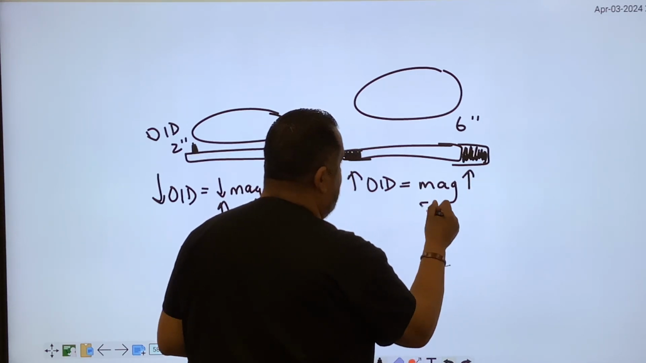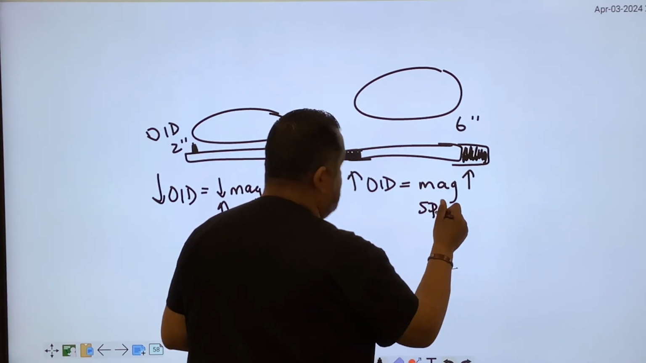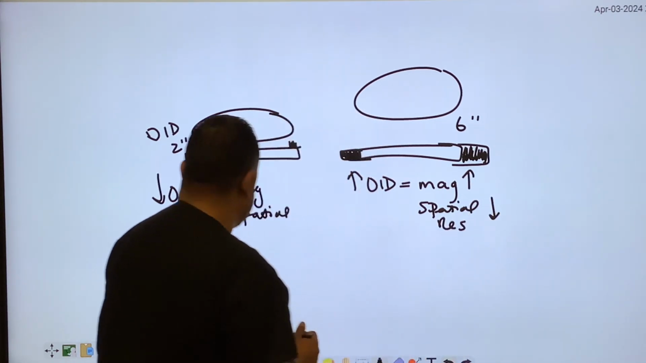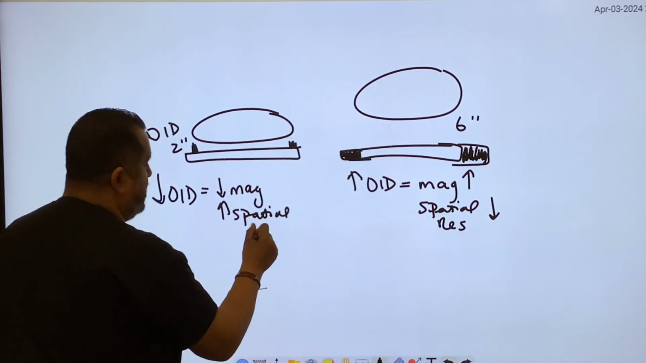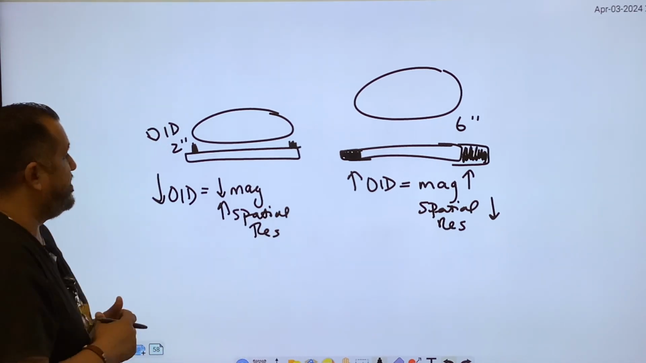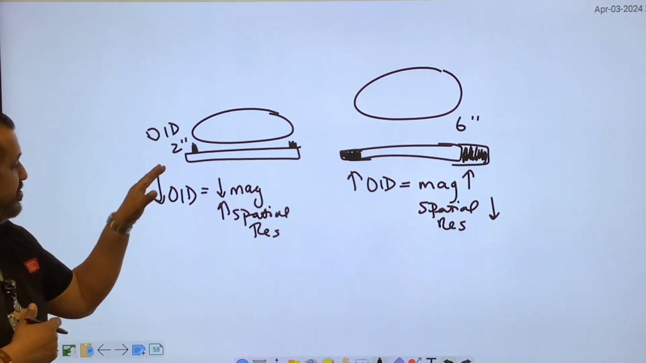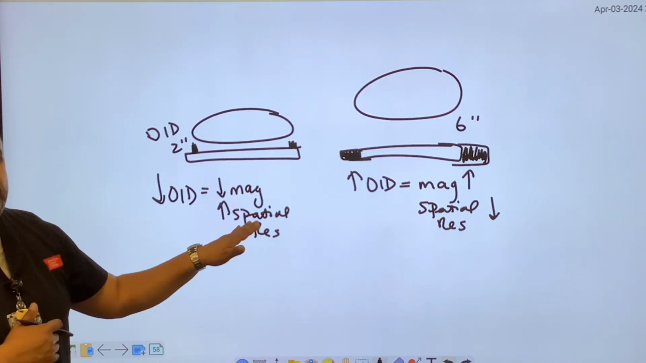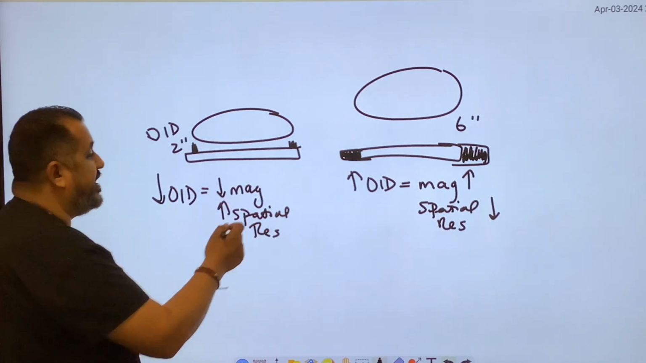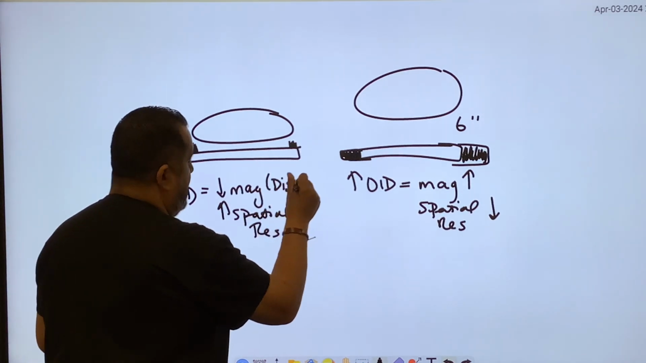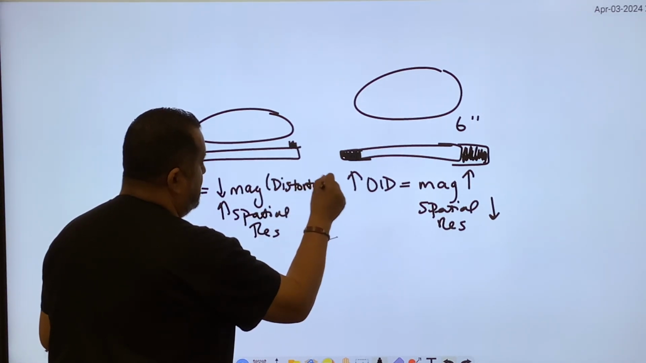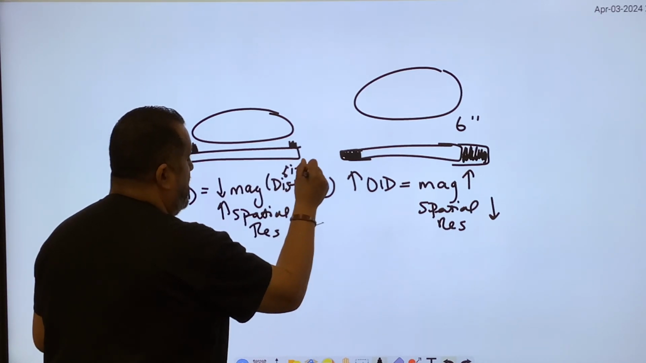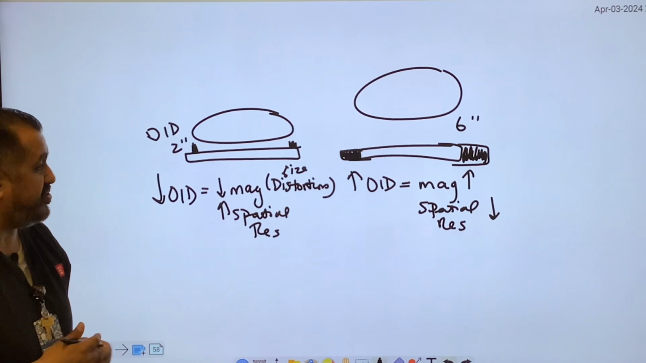And when you do that, spatial resolution, spatial res, is going to go down. Okay, we'll call it spatial res, right? Because we're cool like that. Now, when you decrease OID, you get less magnification and that increases spatial resolution, because magnification is distortion. To be specific, it's size distortion. We're going to do a separate video on distortion, but it's size distortion.